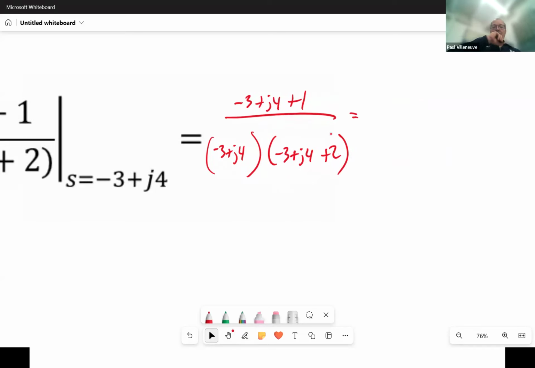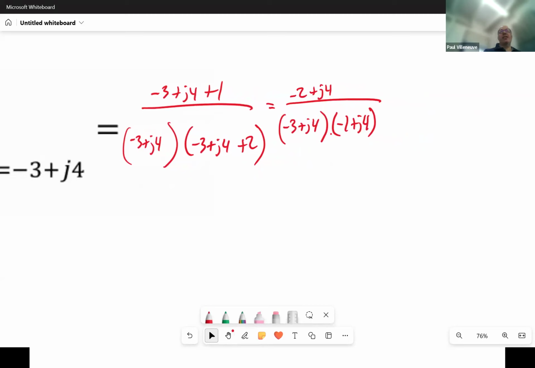And this becomes -2 plus J4 all over -3 plus J4 times -1 plus J4, right? Now, you can stick this in your calculator, right? And you can go ahead and solve for the magnitude and the angle. But what do we know about complex math?